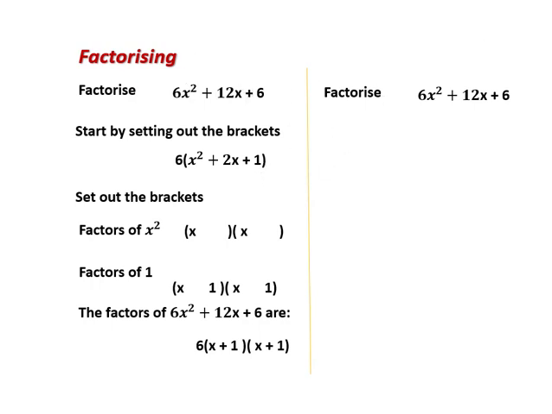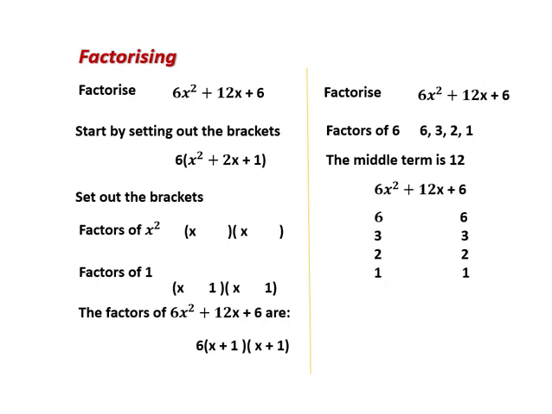So here it is again, same one, and the factors of 6 are 6, 3, 2, 1. We can divide 6 by 6, we can divide it by 3, we can divide it by 2, and we can divide it by 1. So those are the factors of 6. The middle term is 12. They're all pluses, so 12. And then we've got 6 over here.